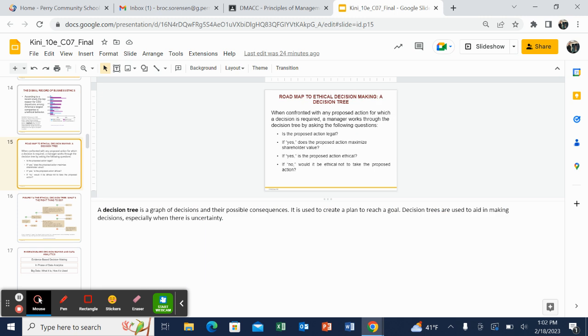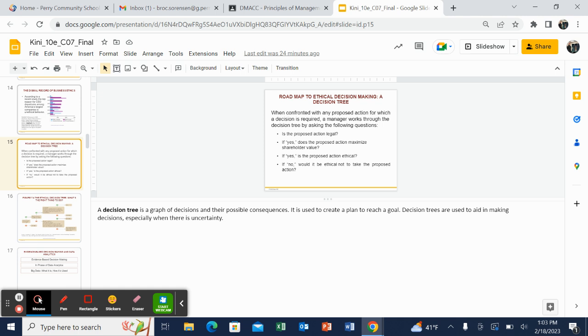All right. So, a roadmap to ethical decision making. And so we call this a decision tree. And so a decision tree is a graph of decisions and their possible consequences. It is used to create a plan to reach a goal. Decision trees are used to aid in making decisions, especially when there is uncertainty. So, when confronted with any proposed action for which a decision is required, a manager works through the decision tree and asks the following questions.